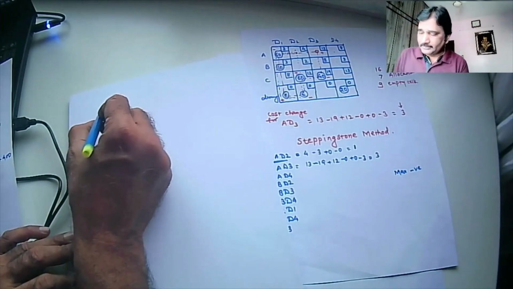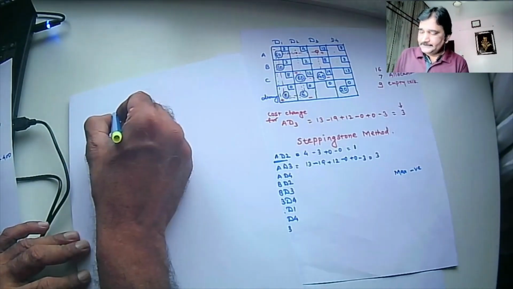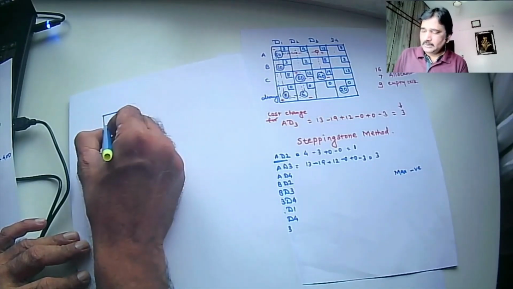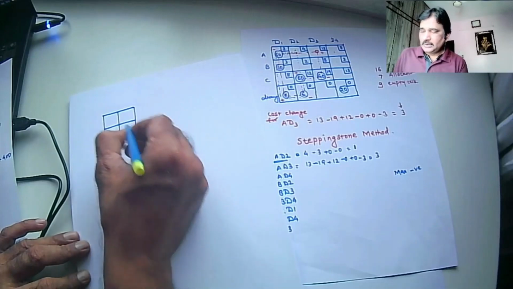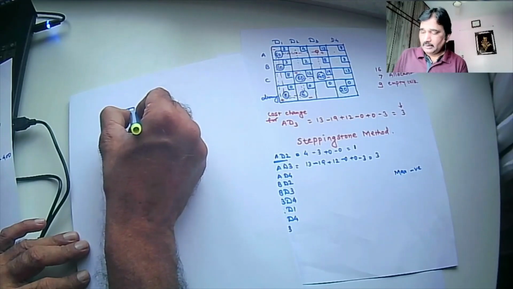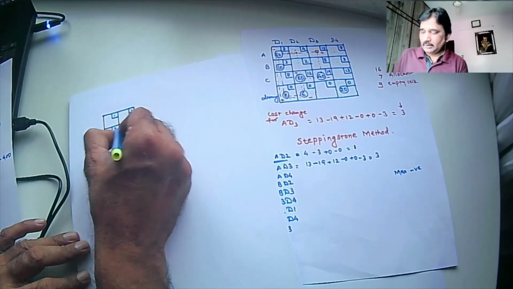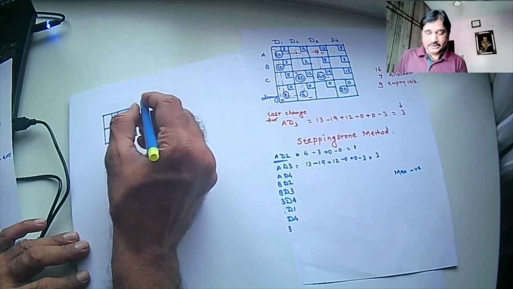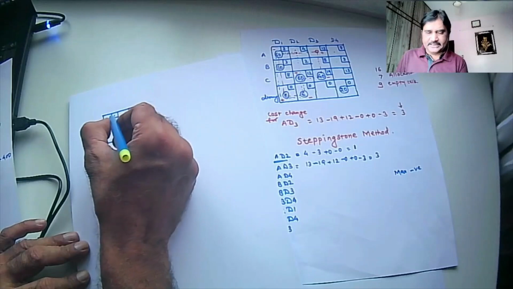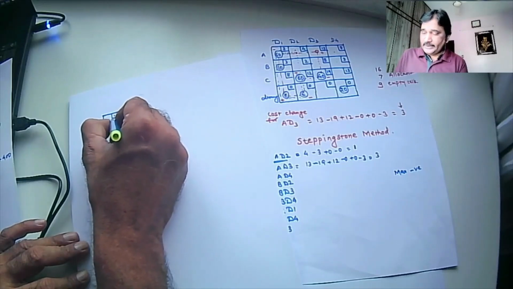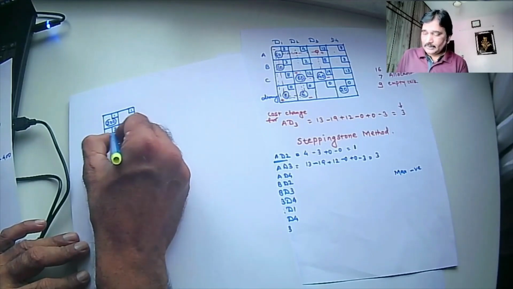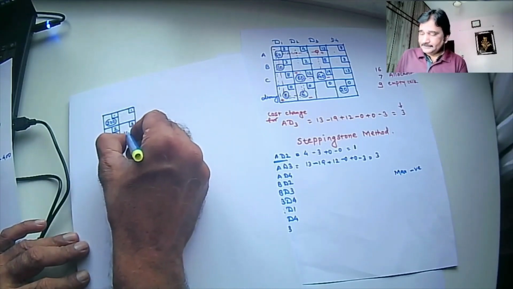Here I have the costs 1, 1, 2, 3, and I'll directly take our allocations. Our allocations were 200, 100, 100.